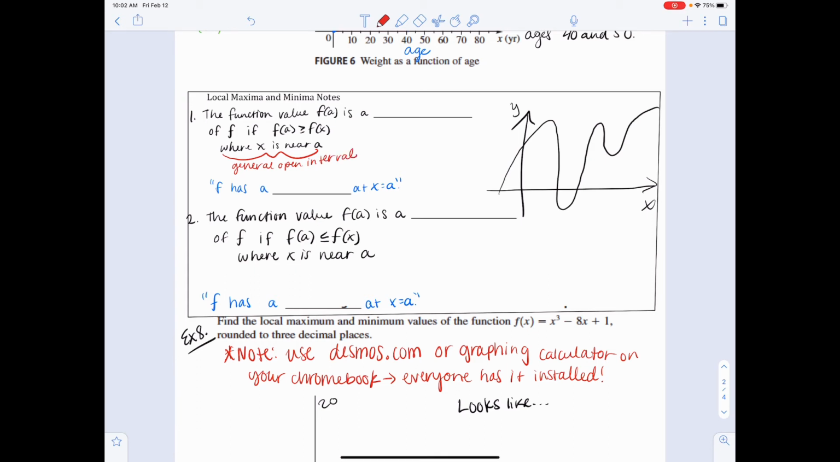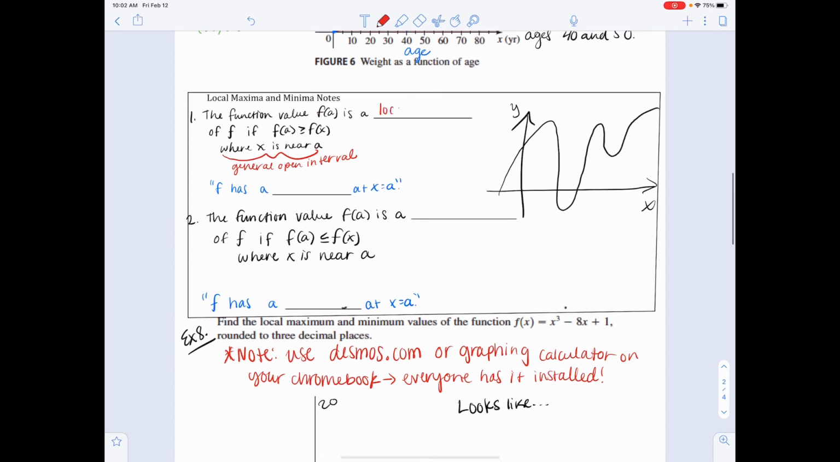So let's rewrite this in our head. In a general open interval, like a general rectangle of space, the function f of a is a blank if f of a is greater than all of the f of x around it. So if f of a is greater than everything around it, it is a local maximum value.